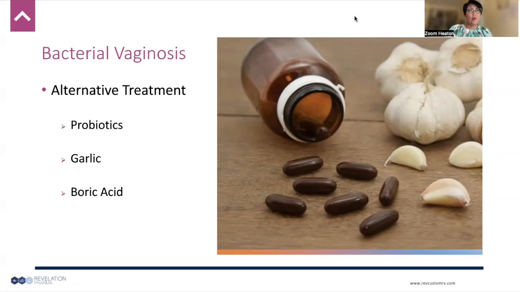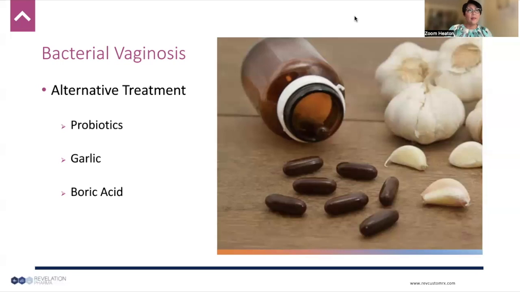Garlic has strong antibacterial properties, and it's long been used as a home remedy for BV. Garlic can be taken orally, and research from 2020 looked at alternative treatments for BV, and it suggests that taking a garlic supplement tablet could be an option for treating BV.